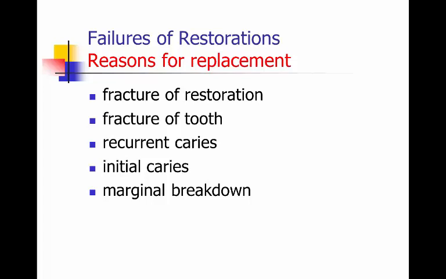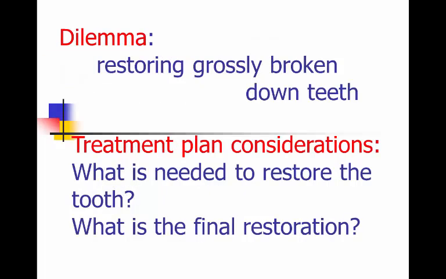The same reasons for replacement, the failures of restorations due to fracture of a restoration or fracture of a tooth, recurrent caries, initial caries, marginal breakdown. The reasons for replacement are exactly the same. When it comes down to it, when you make your decision whether to use amalgam or composite, it really is what's the best material to restore the tooth, and then what's going to be your final restoration. If your plan is to use a composite resin cement for an all-ceramic crown, then it would make better sense to use a composite resin core than amalgam.